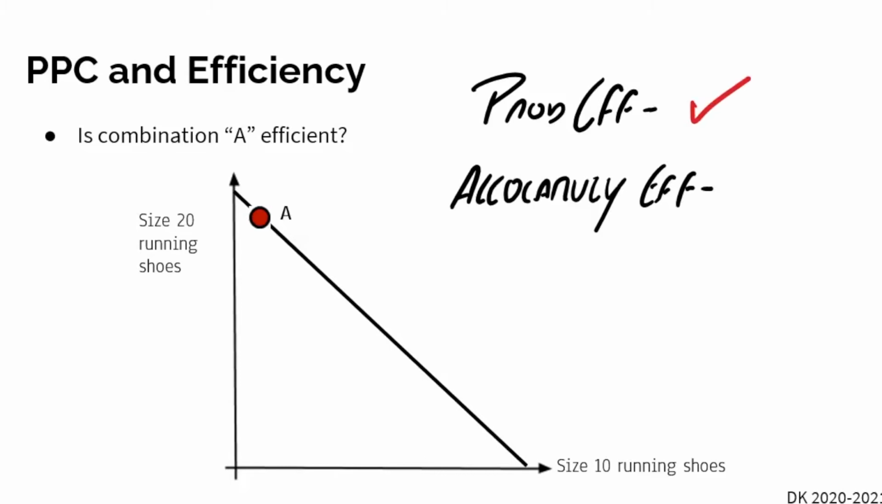Are we allocatively efficient? So let's take a look at this graph here, right? This country can either produce size 20 running shoes or size 10 running shoes. Well, if allocative efficiency is producing what society wants, there's not a lot of people in the United States or in this country that want size 20 running shoes, right? Instead, they would probably want more size 10 running shoes here. And so we're going to say at this point A, this country is not allocatively efficient because a majority of the citizens don't want size 20 running shoes.